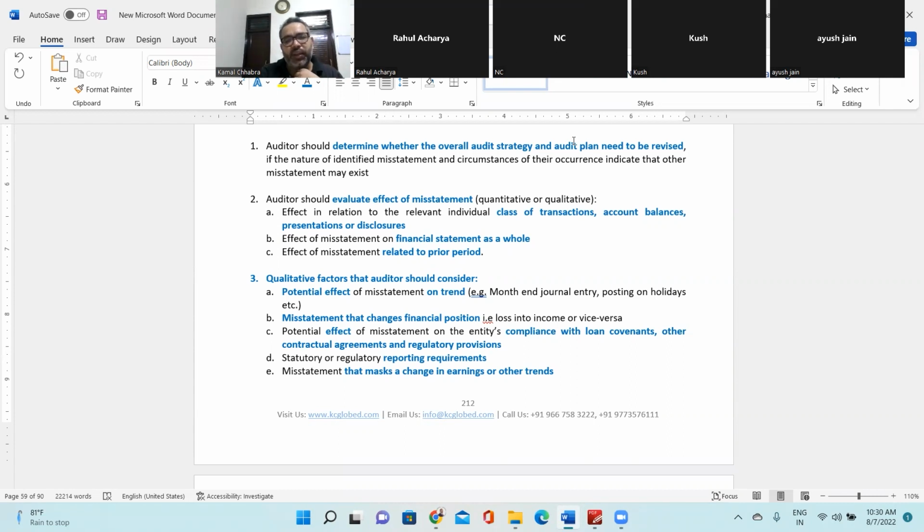Third is the potential effect of the misstatement on the entity's compliance with loan covenants, other contractual agreements, and regulatory provisions. These are qualitative factors which in terms of numbers you may not see, but in terms of the quality of maintaining and continuously getting those respective funds that management is required to maintain. Whenever you get any secured or unsecured loan for business purposes, right, there are certain covenants. You know what is a debt covenant? Any idea?